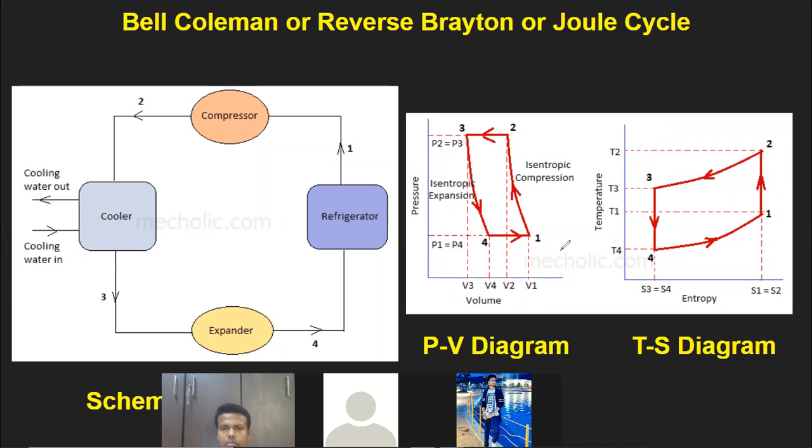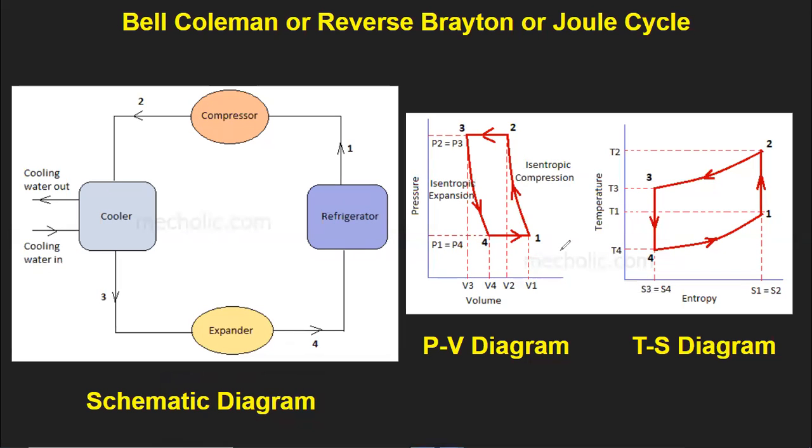Yes, sir. So this is what the Bell-Coleman cycle is. The Bell-Coleman cycle is also known as the reverse Brayton cycle, or Joule's cycle. Have you understood the PV diagram? Did you first understand the schematic diagram, then the PV diagram, followed by the TS diagram?